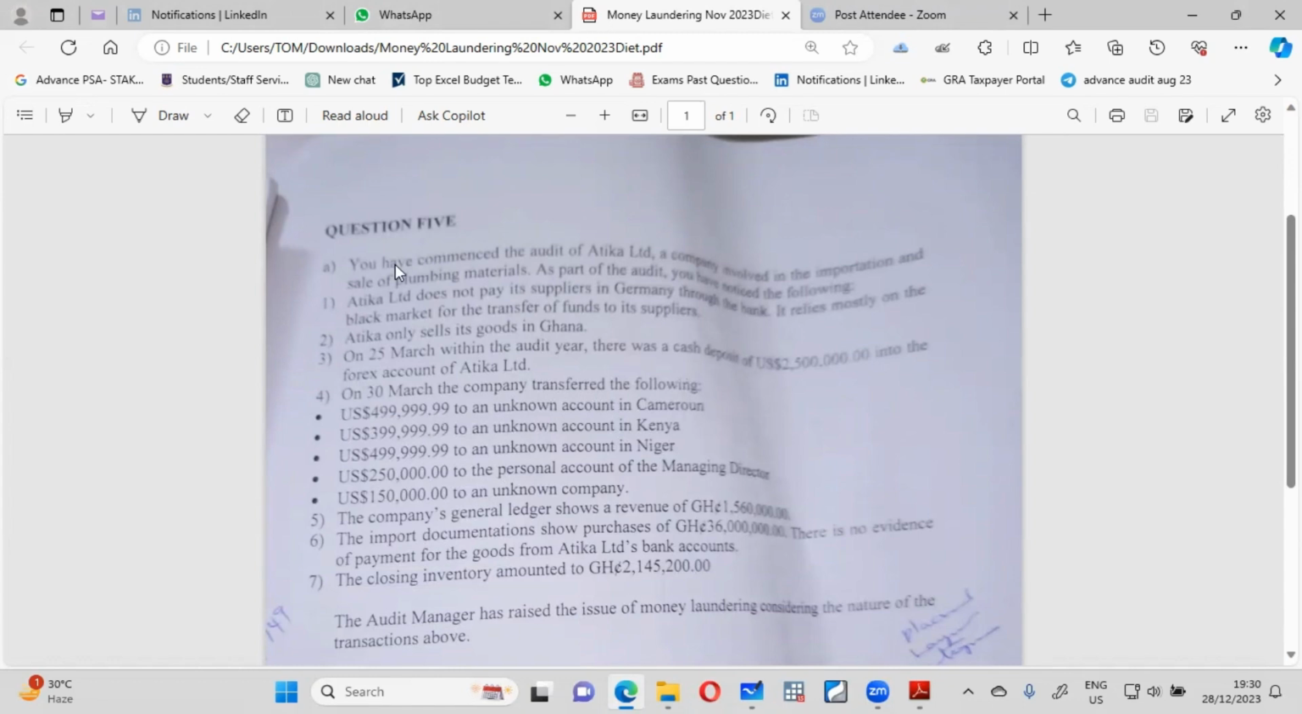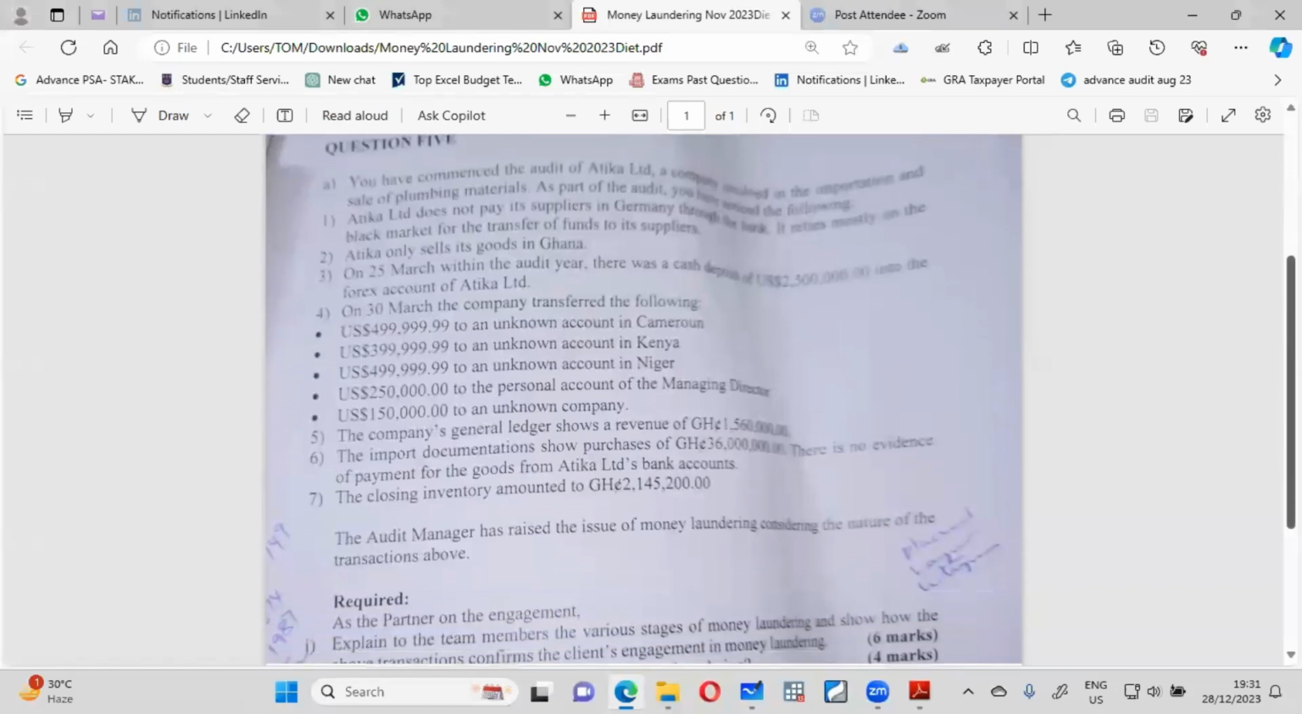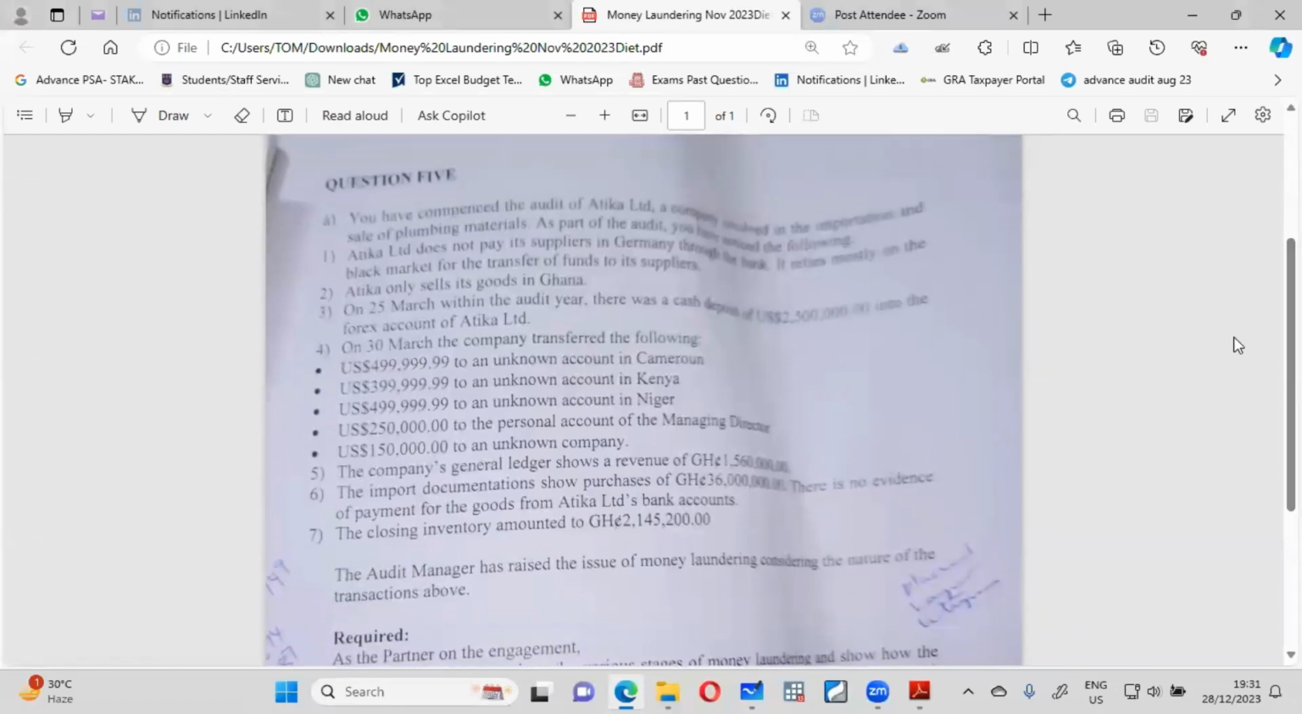It says that you have commenced an audit of Atika Limited, a company involved in importation and sale of plumbing materials. Somebody is asking which page the question is on. Please, this is the ICA question they did last sitting. It's question 5 of the ICA paper, so I can't tell the page. As part of the audit, you have noticed the following. Atika does not pay its suppliers in Germany through the bank. It relies mostly on the black market for the transfer of funds.